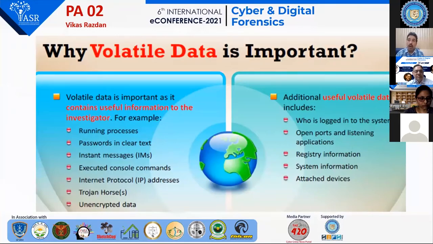If we talk of malware, sometimes there is malware in the victim's computer, and it's only possible during live data acquisition to get all this information. Sometimes when the systems are on and the data is not encrypted, we can have access to that data also. Who has logged into the system, open ports, listening applications, registry information, system information, and attached devices all constitute volatile data. This type of data can be acquired only when the system is on, and if the system goes off, we lose all access to it. Next slide, please.